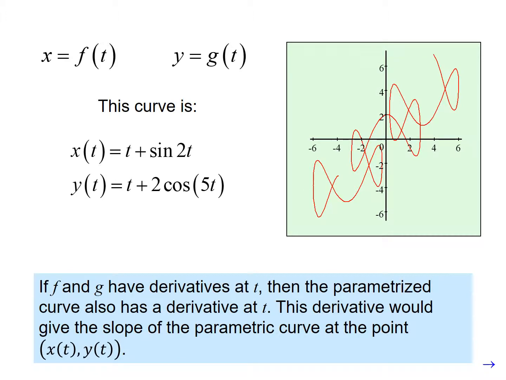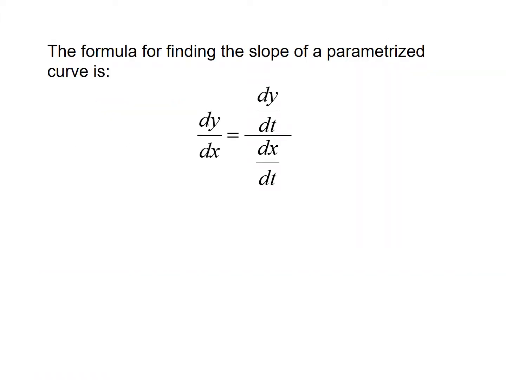All right, so if both the functions f and g have derivatives at some value of t, then the curve has a derivative at t, and that derivative would give us the slope of that curve at that point, x of t, y of t. So let's take a further look into this.